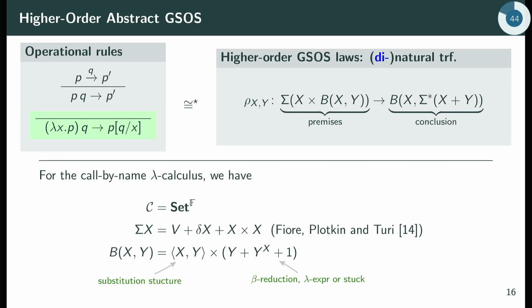Now, the big prize is the lambda calculus, and things were more complicated in this case. For the call by name lambda calculus, you have to pick as your base category the category of set to the power of F, where F here is the category of finite cardinals. We took this from work by Fiore, Plotkin, and Turi, from the beginning of the century. This is pretty standard. That's the endofunctor that models the syntax of the lambda calculus in their setting.